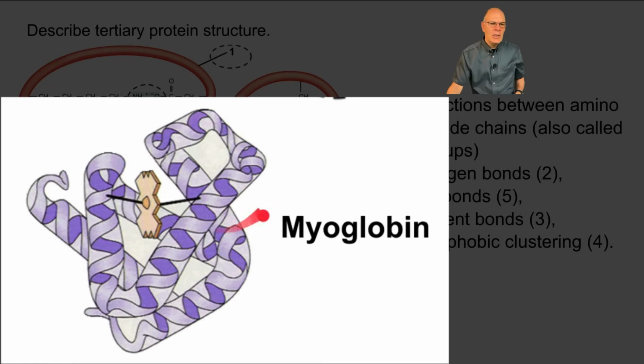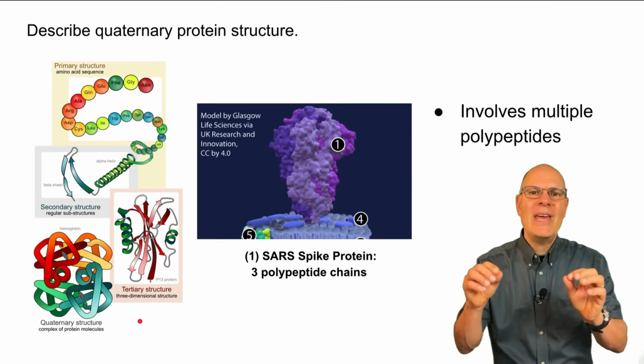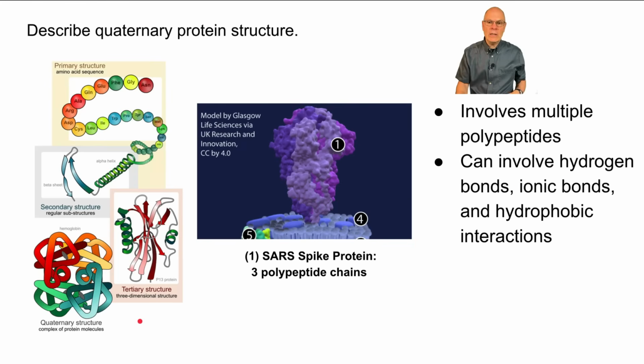Down here, you see myoglobin, which is an oxygen-storing protein that's found within muscle tissue. That's a tertiary protein folded into a specific shape. And you can see, like over here, there's a whole bunch of alpha helices in that structure. Quaternary structure involves multiple polypeptides that interact with one another to create the final form of the protein. Those interactions might be hydrogen bonds, ionic bonds, or hydrophobic interactions.